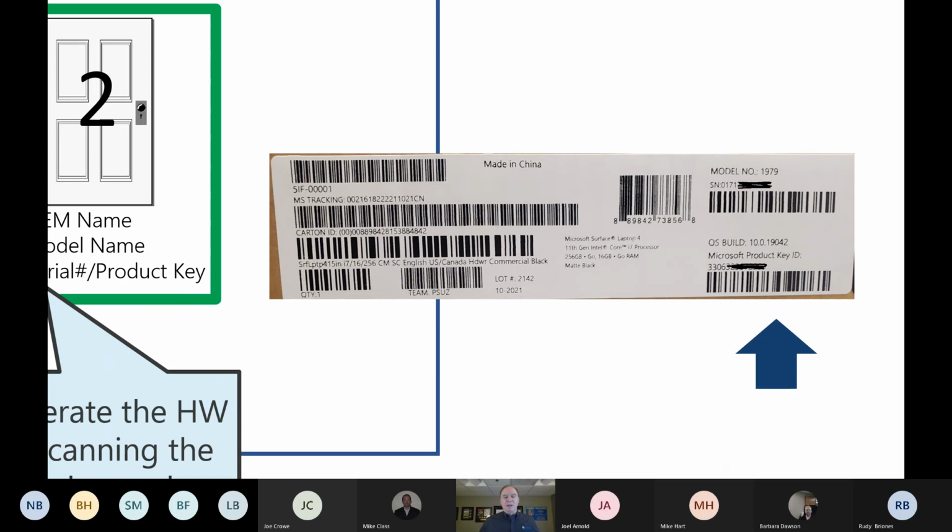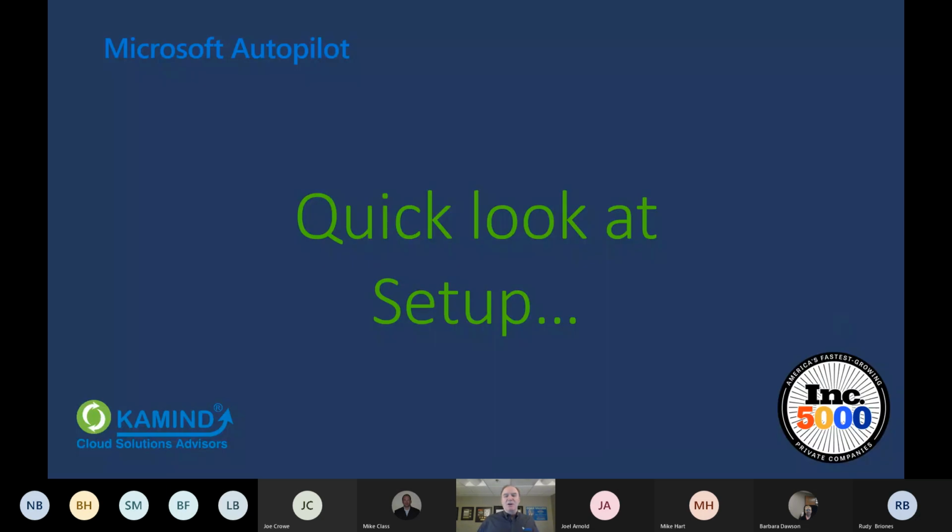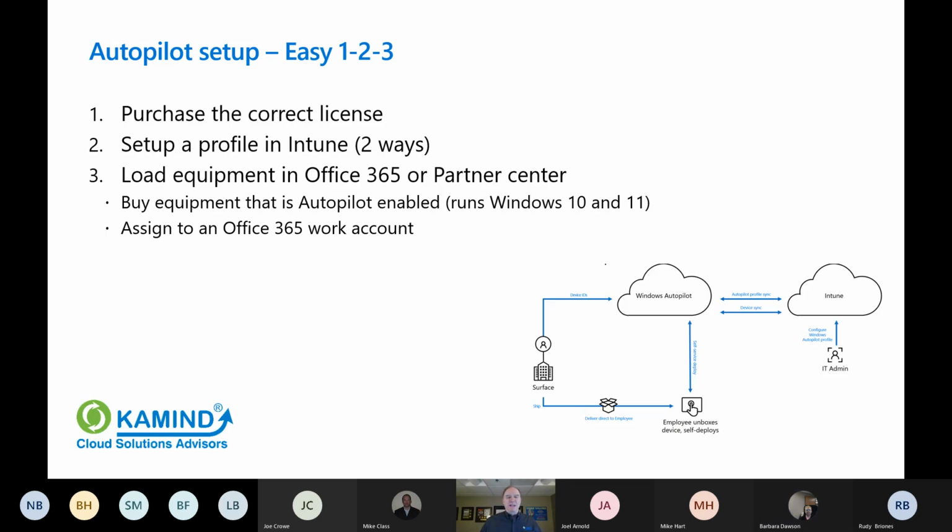For older hardware, you can go through and compute a hash that is unique to the hardware to do the configuration for Windows 10 1803 or later. So that's really the secret. Now let's go look at the setup. I'm going to give you two different ways to set up, but in reality it's as easy as 1, 2, 3. You have to purchase the correct license. You have to choose how you want your profile set up, and then you load the equipment in the Partner Center. That's literally what you have to do.